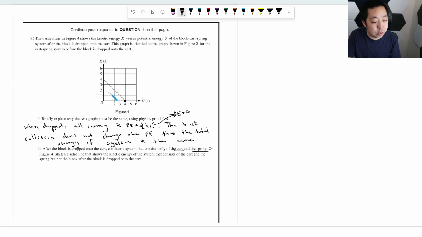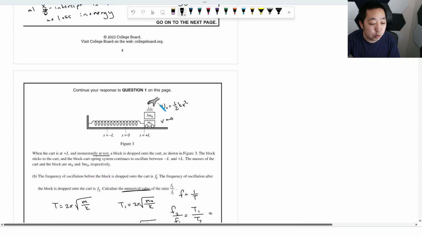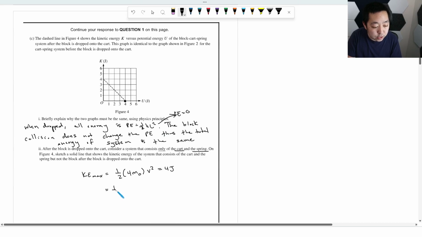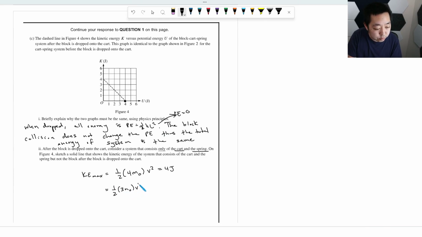The thing is then we're going to convert, and at the maximum, when we have kinetic energy max, if you think about the entire system, you're going to have 1/2 (4m₀)v². That's going to equal 4 joules, because that's what you have on this dot here, and that consists of the kinetic energy of both the block and the cart. However, you're going to have the 3m₀ have its own energy, and the cart have its own energy. And this energy has to be 3 times as much. That means at the maximum kinetic energy, the block is going to have 3 times the energy that the cart has. So it's going to be split into 3 joules and 1 joule between these two.